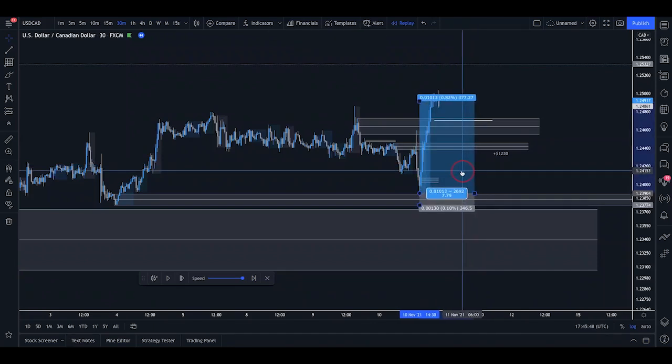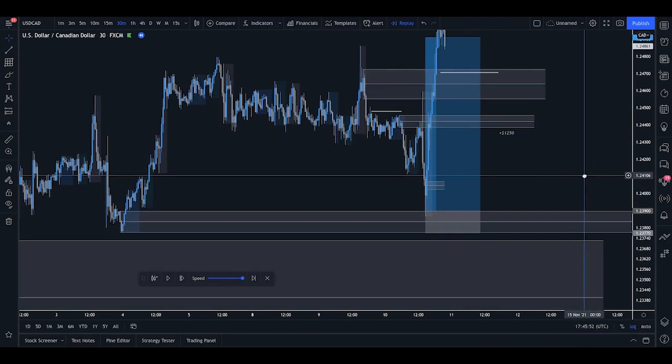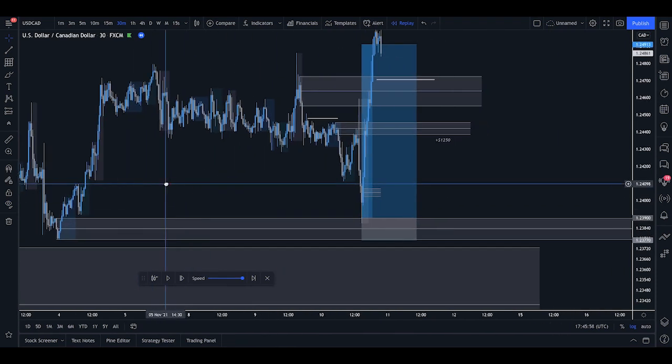So now it's time to look at stop loss placement. Where do we put stop losses on high time frame trades? And what are the best areas to actually position your stop to get the best risk reward, but also to get the best profits out of your trades?